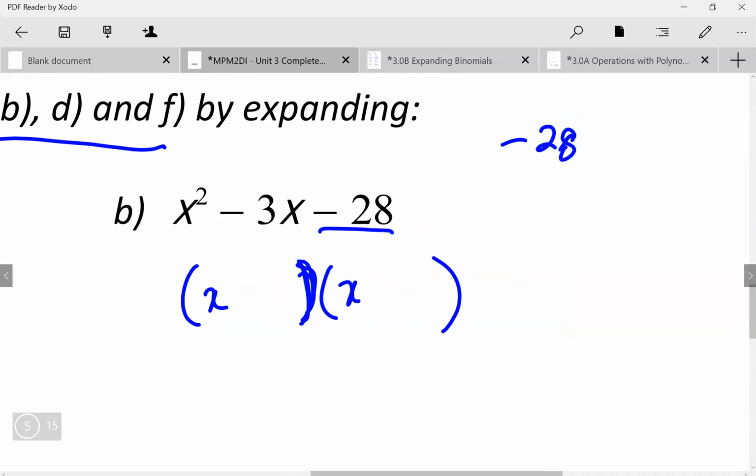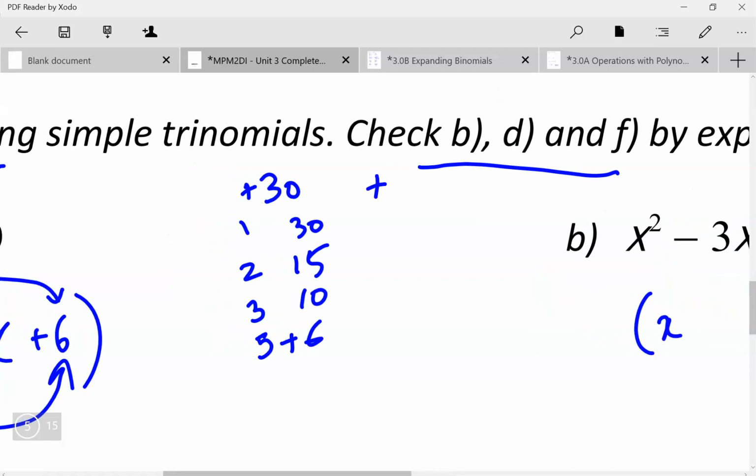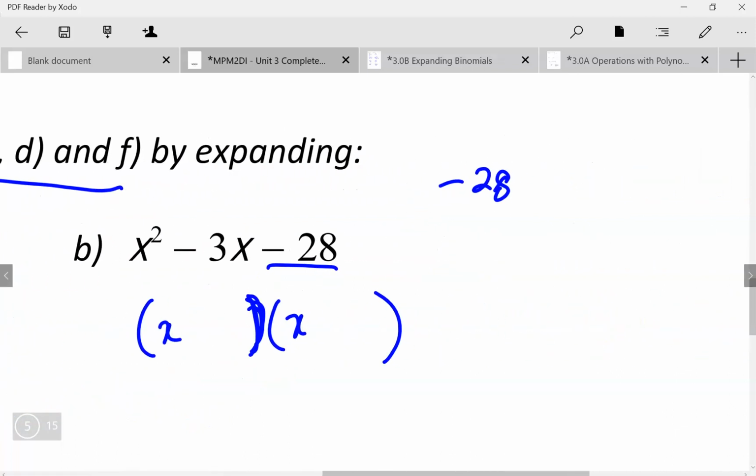Now, whenever you see a multiplication that's positive, your two numbers can either be both positive or both negative. So keep that in mind. Whenever you have a positive multiplication, I am looking for two numbers that add to give me my b value. However, we see here that we have a negative 28. So one of my numbers is positive. The other number is negative. And this is going to be very important because now I'm technically subtracting the two numbers to get me a negative 3.